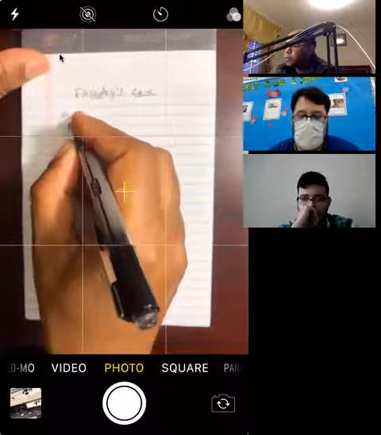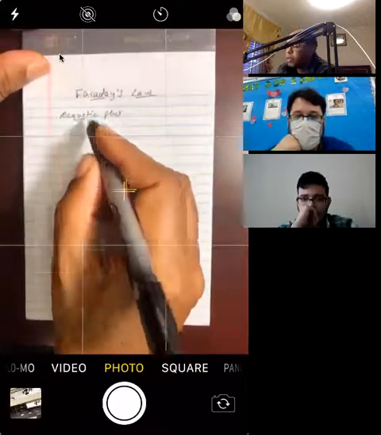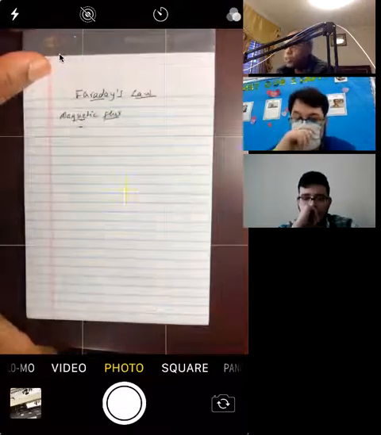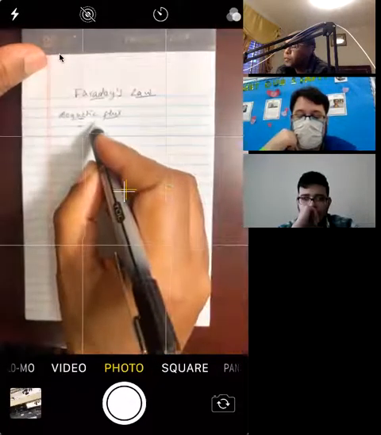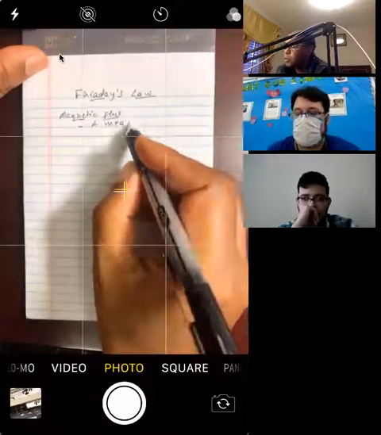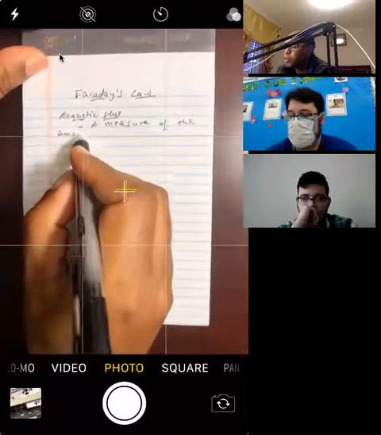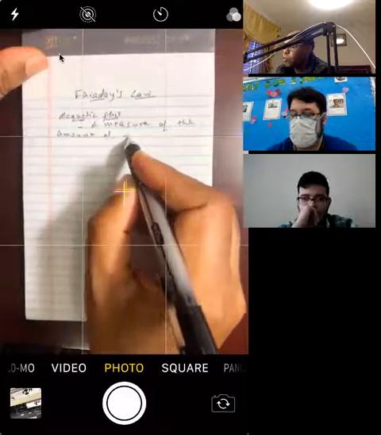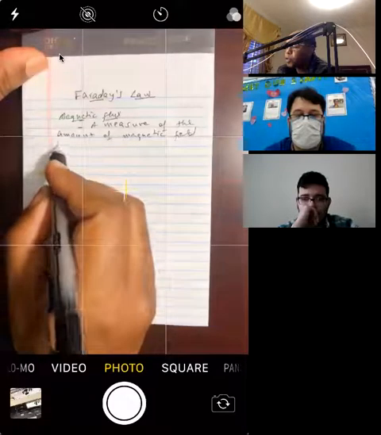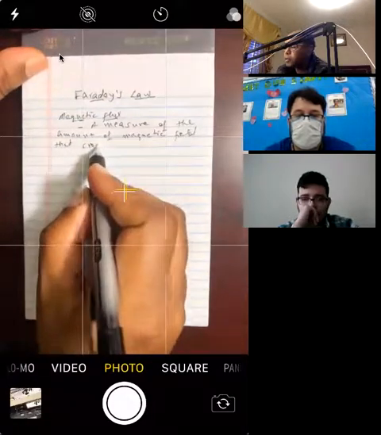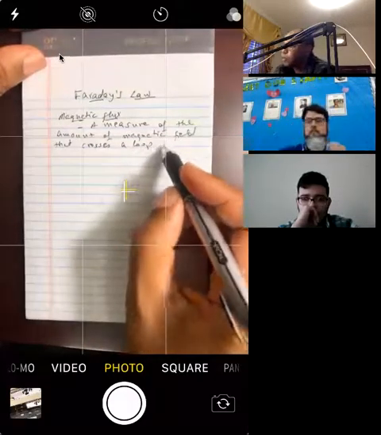So let me define magnetic flux. This is just like electric flux, except that we have magnetic field in this case. So this is a measure of the amount of magnetic field that crosses a loop perpendicularly. We're talking about a conducting loop.